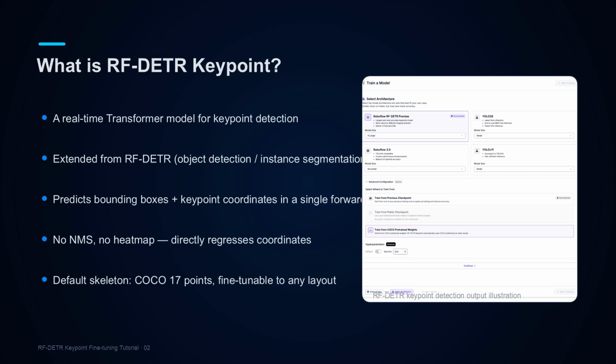First, let's understand what RF-DETR keypoint actually is. It is a real-time transformer model for keypoint detection, extended from the RF-DETR architecture. Its biggest feature is predicting both bounding boxes and keypoint coordinates in a single forward pass, requiring neither NMS post-processing nor a pre-generated heat map.